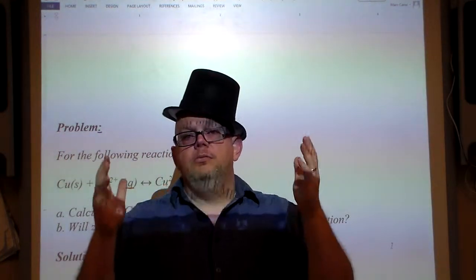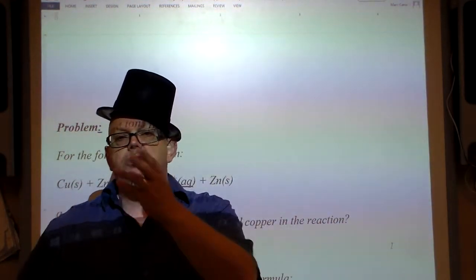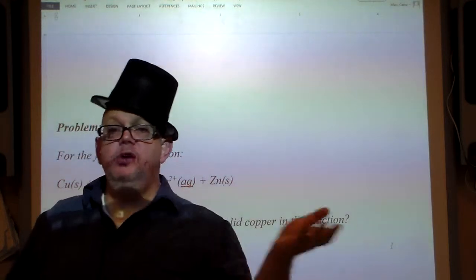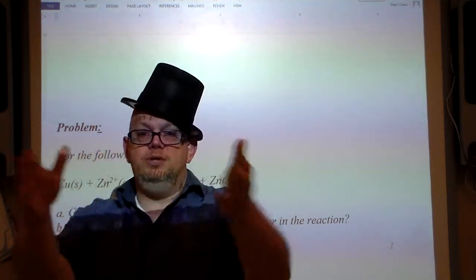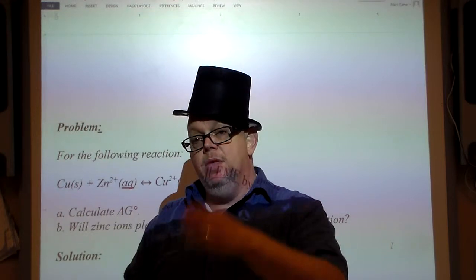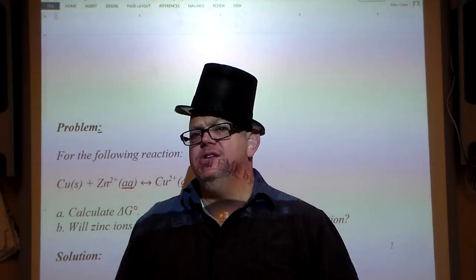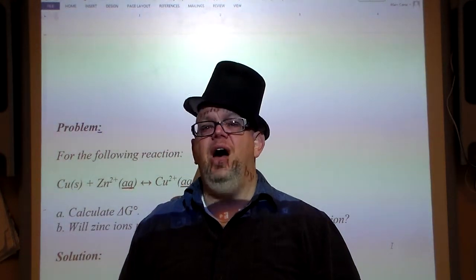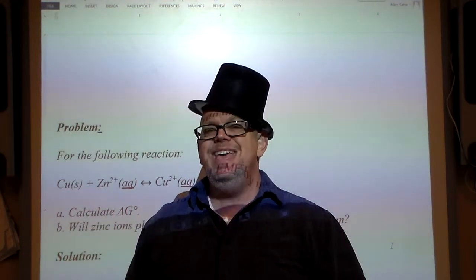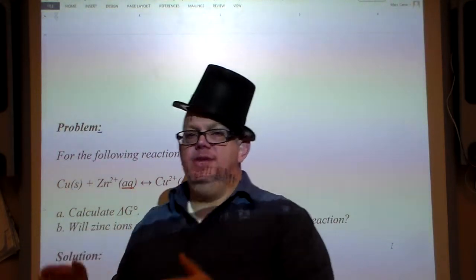So we've looked at galvanic cells. They're fairly common. They're also known as voltaic cells, and they generate electricity, and that's what we typically have in our batteries today. But what about electrolytic cells? Electrolytic cells are the exact opposite. They need electricity in order to make things happen.